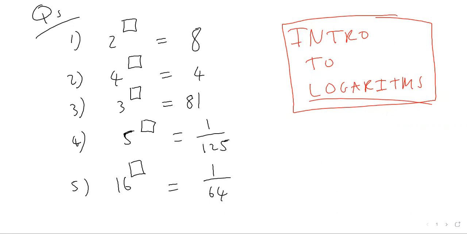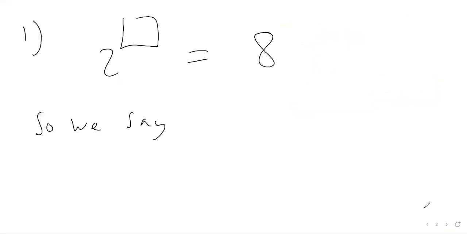So to motivate where logarithms come from, we've got five examples here where we have to work out the powers that go in these boxes. We'll start with the first example: 2 to the power of something equals 8. What would be that power? Hopefully we know that's going to be 3. 2 to the power of 3 does give you the number 8, because 2 times 2 times 2 is 8.